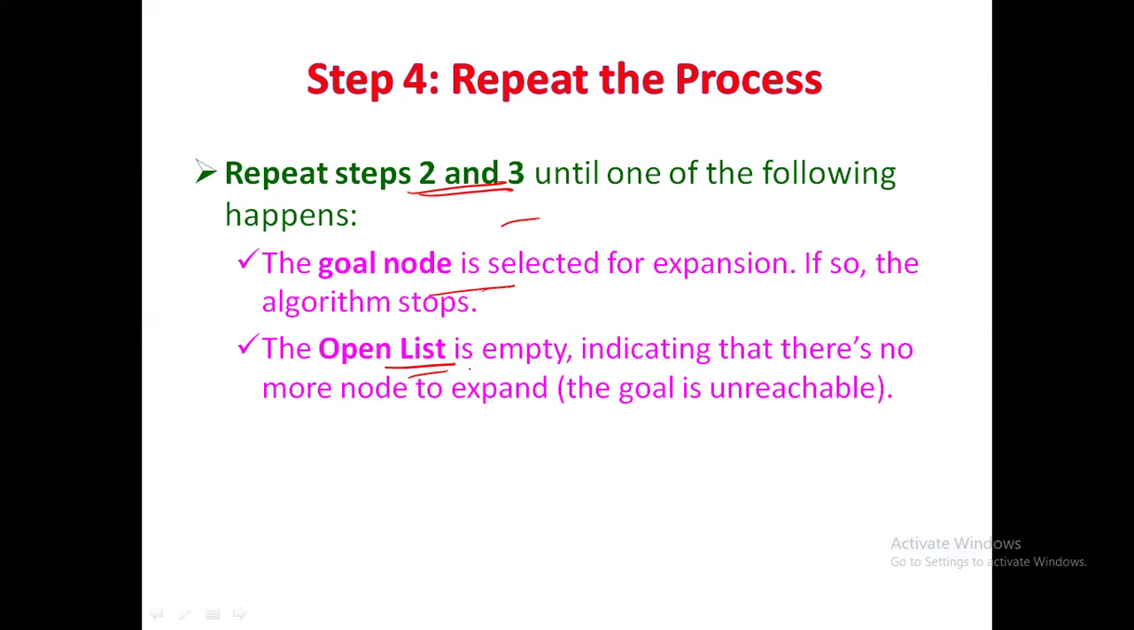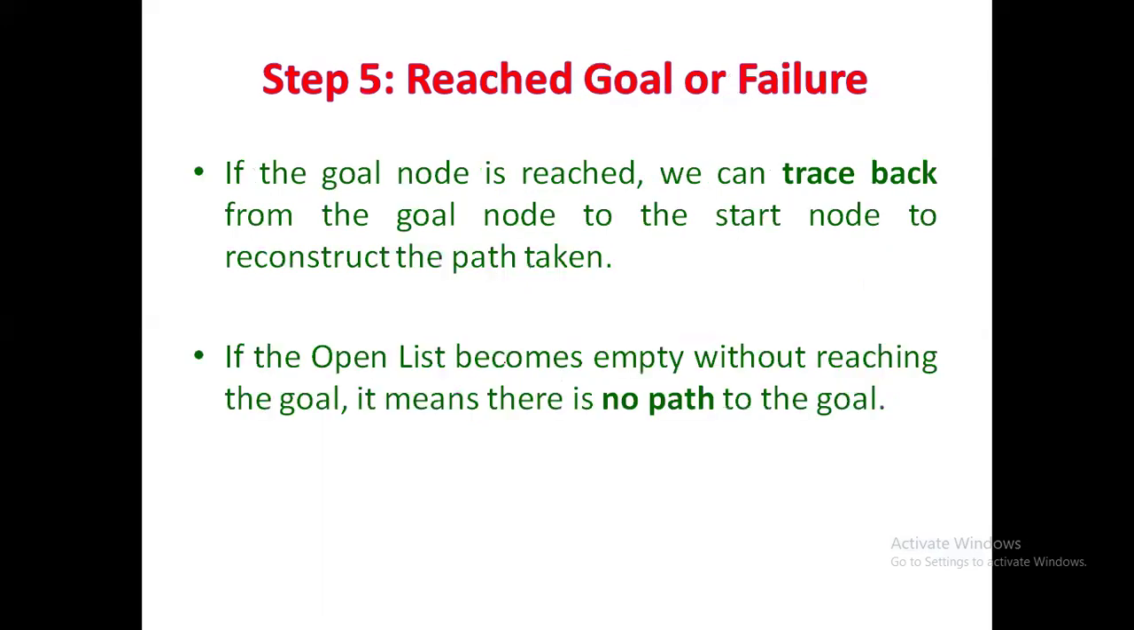This repetition ensures that the algorithm systematically explores the nodes in the graph while always focusing on the nodes that are closest to the goal according to the heuristic value. The last step is to reach the goal or failure. There may be two choices: either we reach the goal, or we fail. Finally, after repeatedly expanding nodes, the algorithm reaches one of two possible outcomes, success or failure.